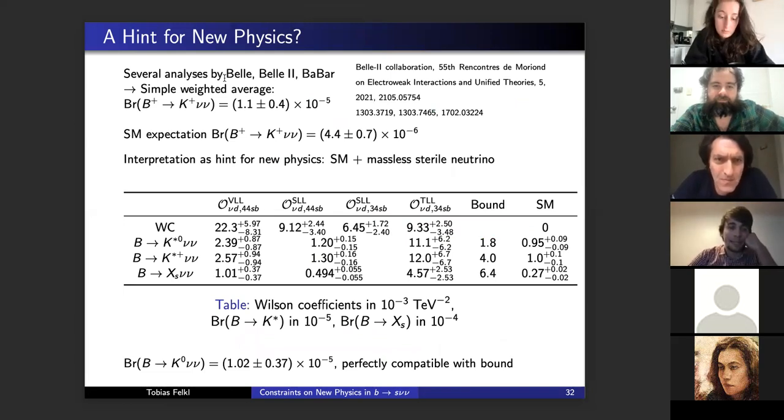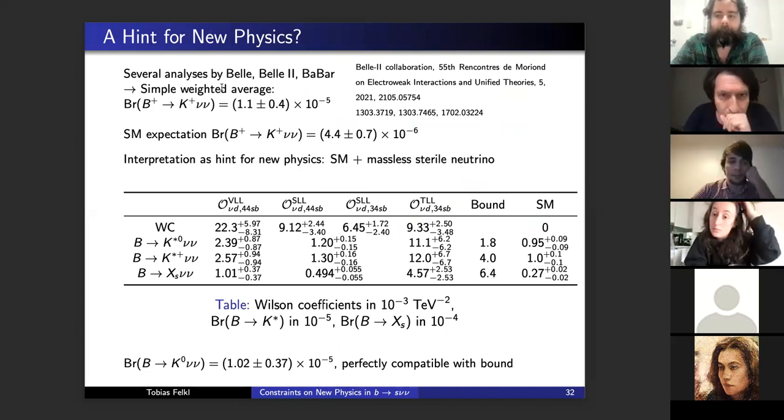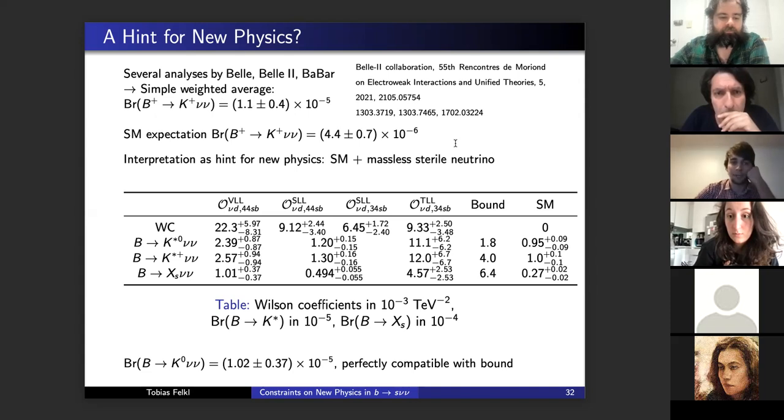So there have been analyses performed by Belle II and BaBar. What has been done in a recent publication by Belle II is that a simple weighted average was computed, and this indicates this current central value for B+ to K+ with an uncertainty. If one compares this number to the standard model expectation, one sees that it would indicate an enhancement of a factor of 2 or 3 on top of the standard model prediction, if substantiated further.